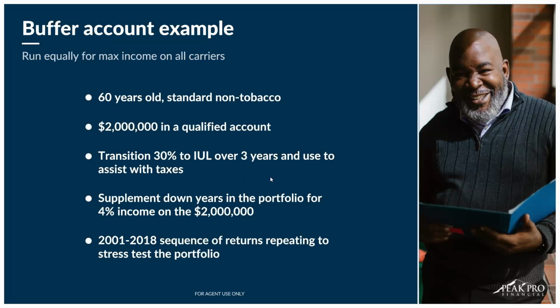Now, again, 3 years of funding, non-MEC structure. And when we go through this, we're actually going to leverage this contract to be able to pay the taxes on the transition from qualified money to the IUL. Now, we're not transferring qualified money into the IUL contract. Can't do that, but I'll walk you through it. Instead of using the IUL for income every single year, we're going to target a 4% income stream on the $2 million, and we're going to stress test this with the 2001 through 2018 sequence of returns repeating. Why are we doing this? We've got to make sure it works in a realistic worst case scenario.